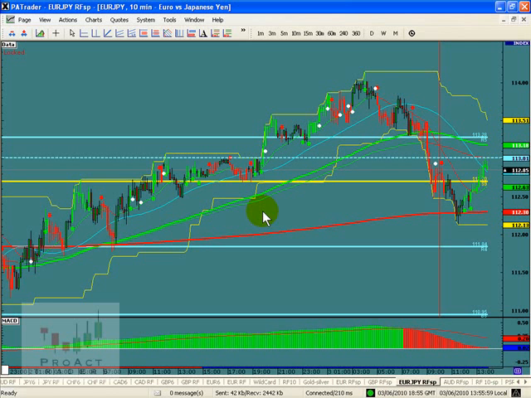Alright, so that's a quick primer of why we care about moving averages. They're very, very important. We think they're so important we put 4 of them on our chart, not just 2. Hope that helps you.